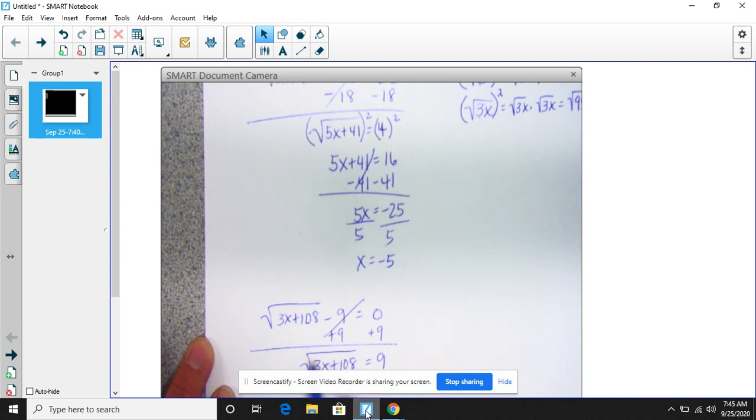So now that this is the only thing over here, I'm ready to square both sides because it's an equation. So squaring this radical just brings this out of the radical. And we get 3x plus 108 equals 81. Subtract 108 from both sides. And you get negative 27 divided by 3, so x is negative 9.